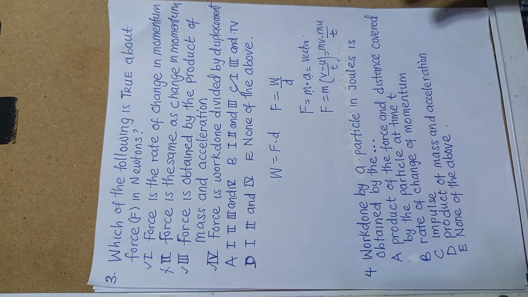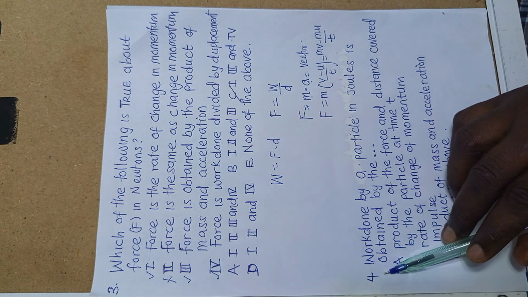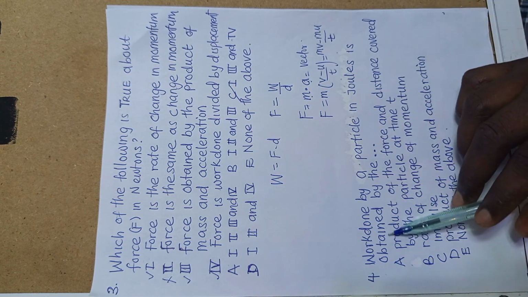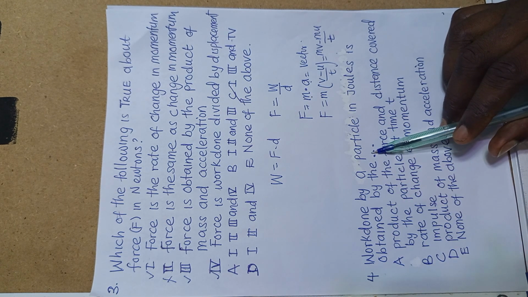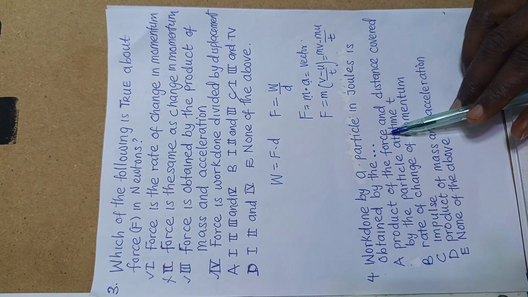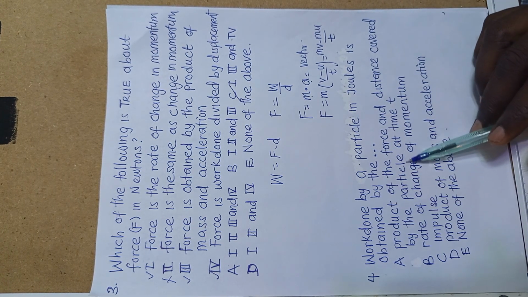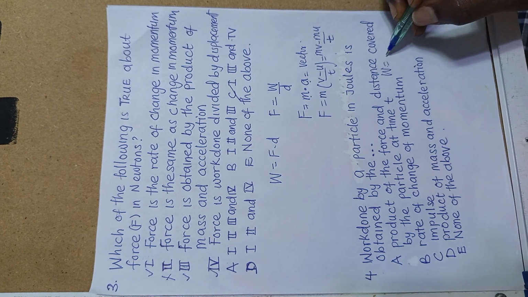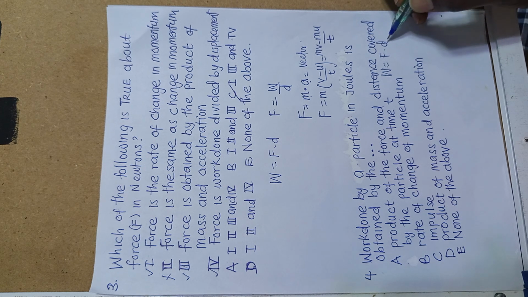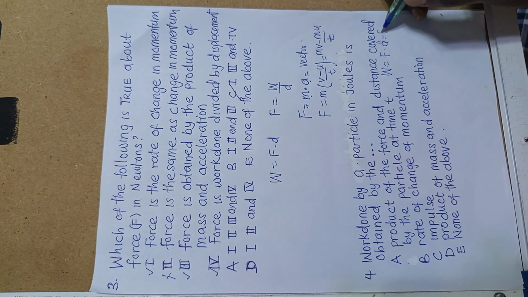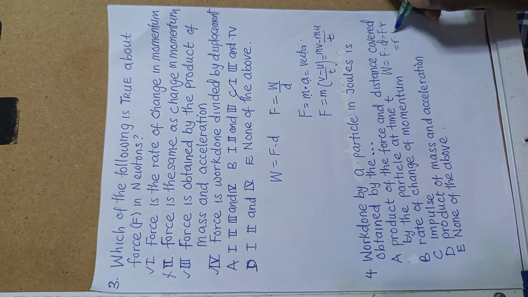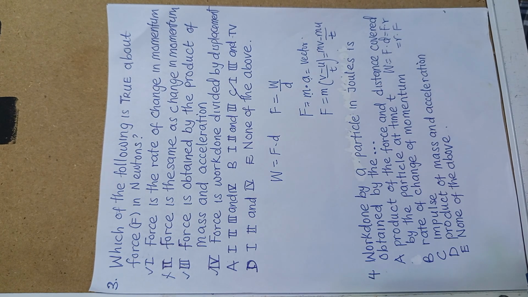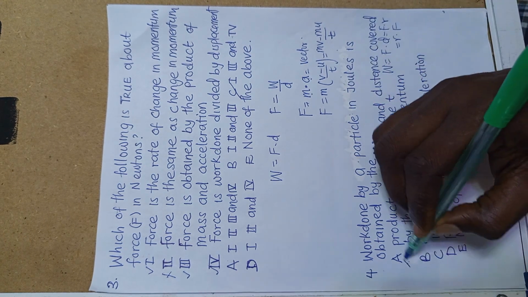So force is work done divided by displacement. Number 4: work done by a particle in joules is obtained by the product of force and distance covered by the particle. Yes, this one is correct. And the work equals what? Force dot distance, or we can write it as F dot R or even R dot F. Number two, the rate of momentum, no. Impulse, no. Product of mass and acceleration, that is force. The answer is A.